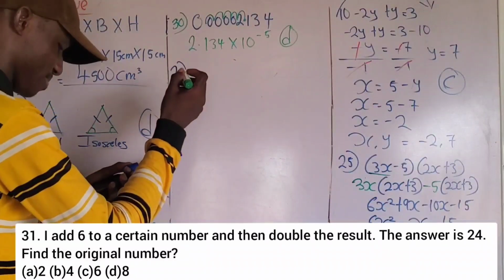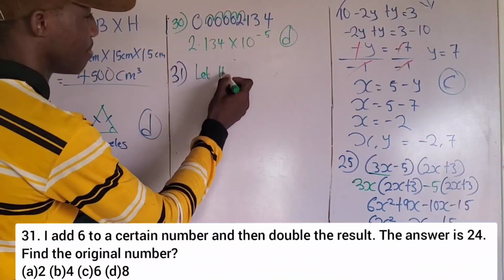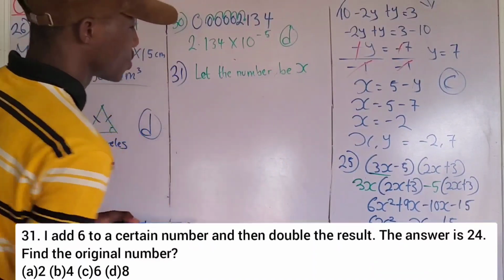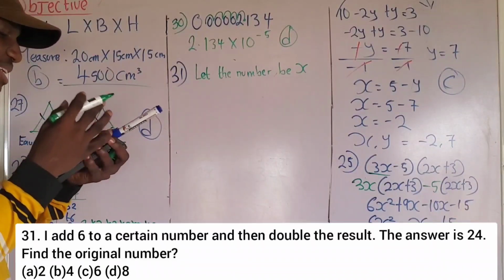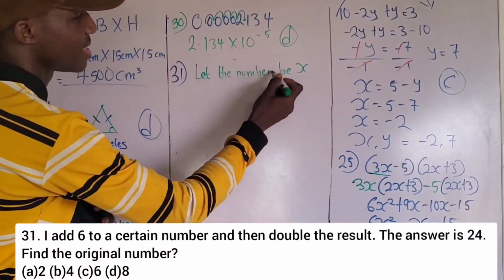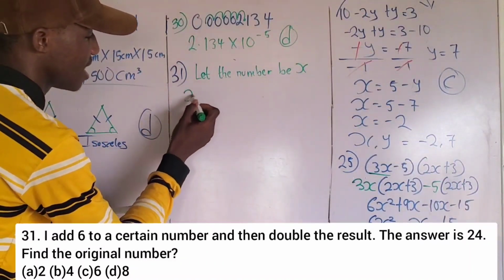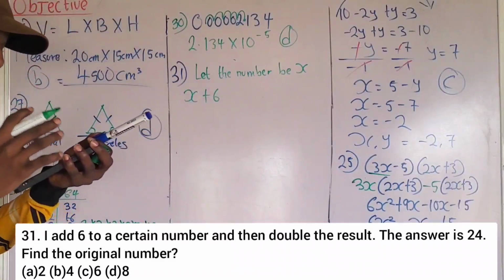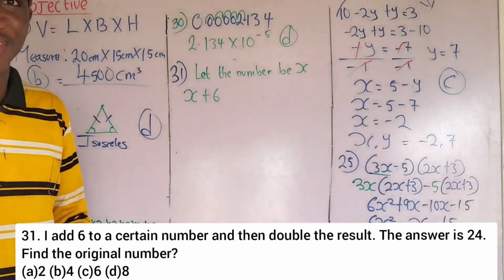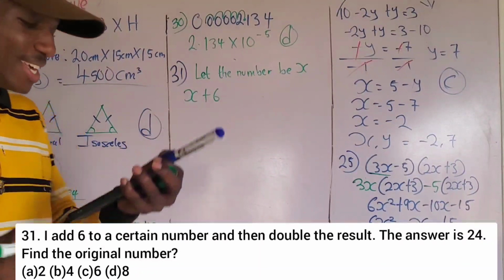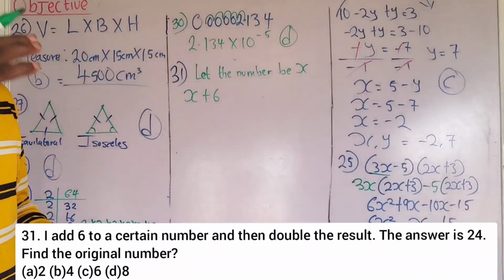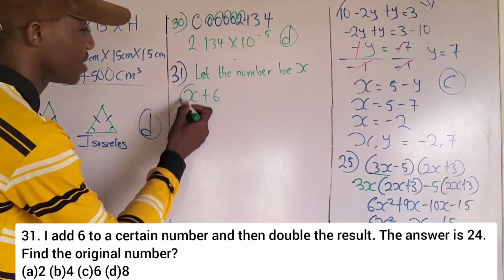Okay, so solution. Let the number be x. Okay, so I add 6 to a certain number and then double the result. So that means that because I have said let the number be x, I can say that x plus 6. Okay, that's the first statement. I add 6 to a certain number. I don't know the number, you don't know the number, and we are not allowed to guess. So we want to solve it mathematically. Okay, so we add 6 to x and then we now double the result. x plus 6 will give us a certain thing, then we now double the result. So x plus 6, let us double it.